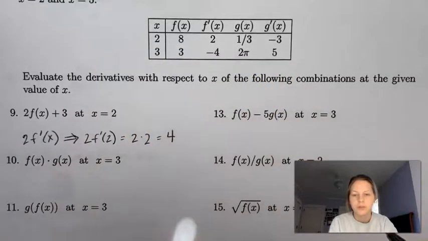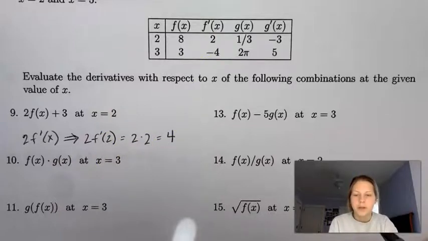So we get to the plug-in part. So we have 2 f prime of 2. So we'll go to the table and find what f prime of 2 is. And here we get 2. So then we plug it in and get 2 times 2, which equals 4.